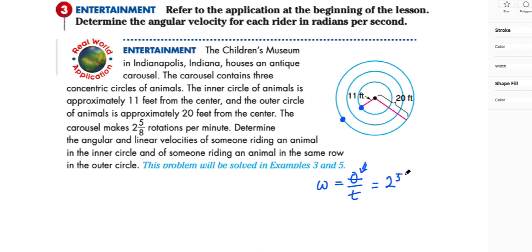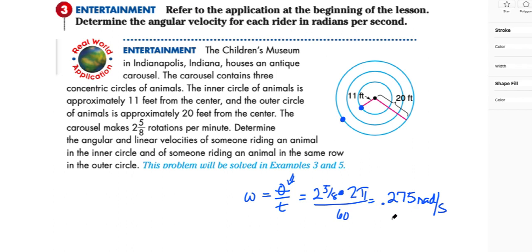So with that in mind, let's get to that angular displacement, which is 2 5/8 times 2 pi. Then we divide that by the time. The carousel makes these rotations per minute, so 1 minute would be 60 seconds, because let's do it in radians per second. With our calculator, we get an angular velocity of 0.275 radians per second.